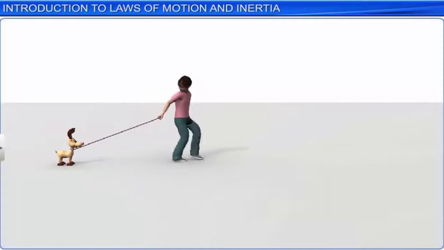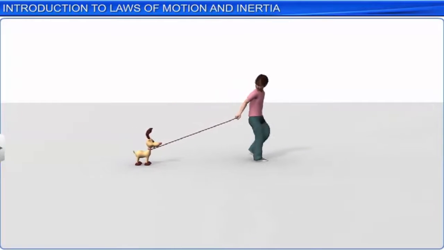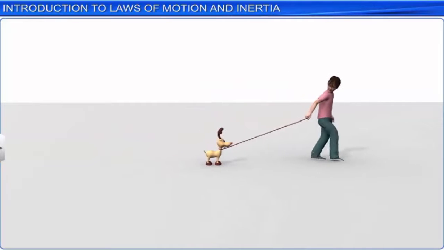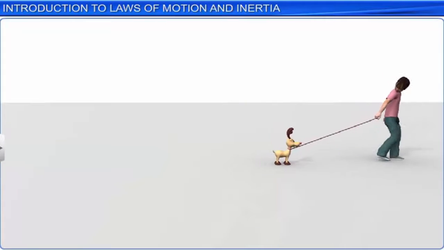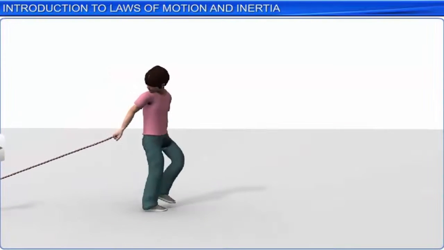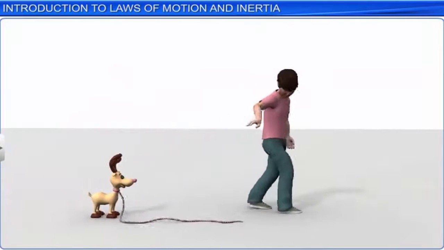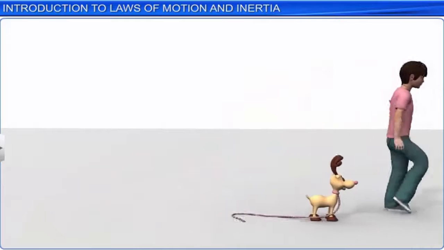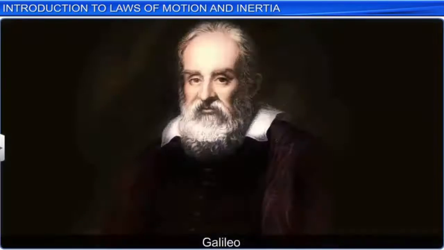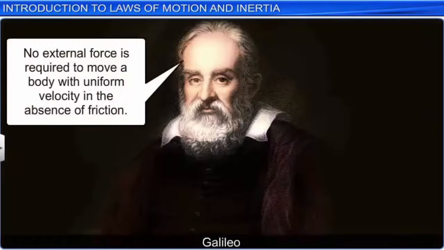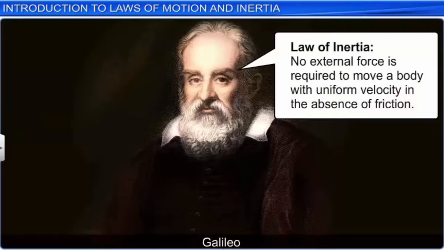This is an example from our existing world. Now, let us go into a virtual world where there is no friction of any kind. Then the boy need not apply any force to keep the toy moving with uniform velocity. This is exactly what Galileo said. Galileo proved that no external force is required to move a body with uniform velocity in the absence of friction. Galileo conducted 2 simple experiments before postulating the law of inertia.